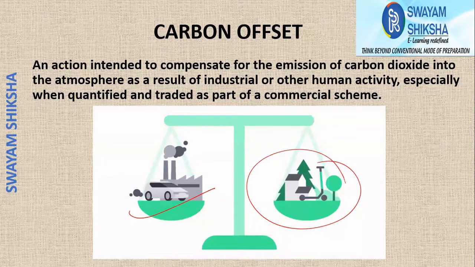So this is the balance, as you could see, the balance of emissions and reduction of these emissions that we're sending into the atmosphere, which is called carbon offset. So we could reduce the carbon footprint through carbon offset. Carbon offset is nothing but the actions or the plans that we take up to reduce these carbon emissions into the atmosphere.